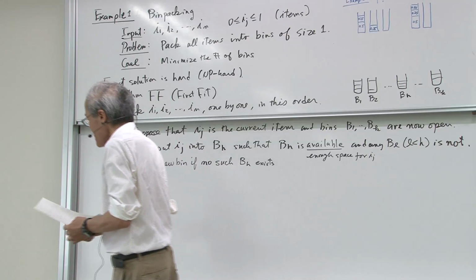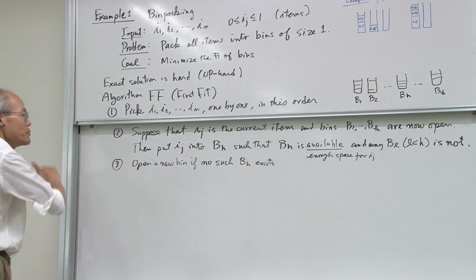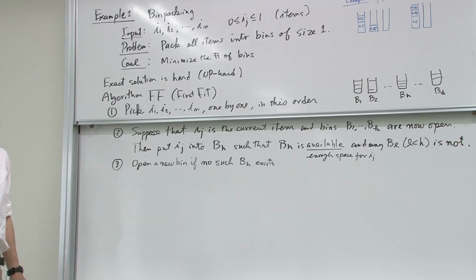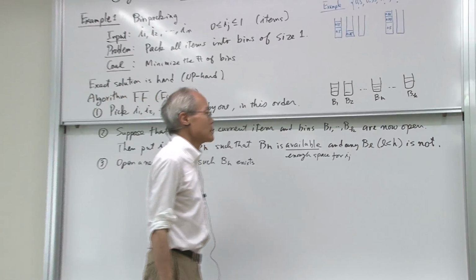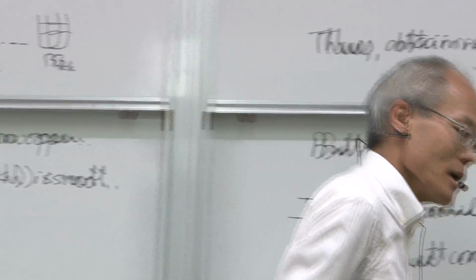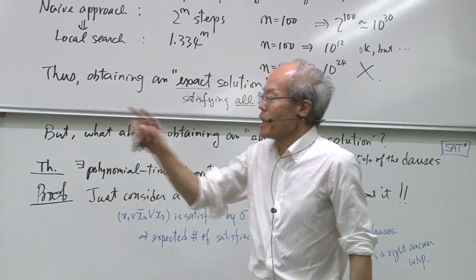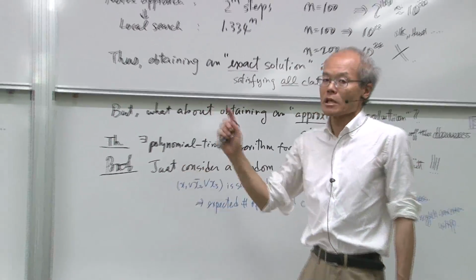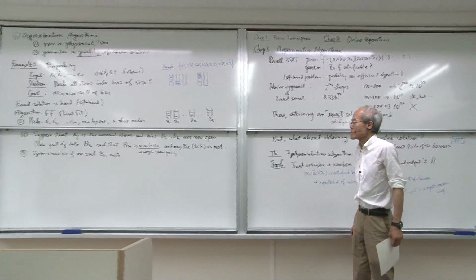Of course, if no such bins exist, no bins are available, then of course we open a new bin. We open a new bin, B_{k+1}, and of course put the current item into that new bin.